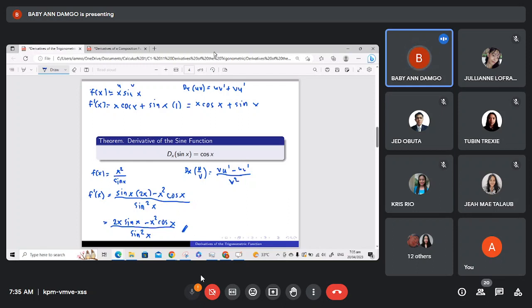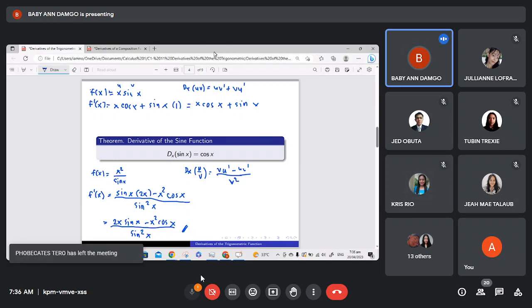So, this is the derivative of the function. Okay, nasabtan class? Class? Yes, Miss.